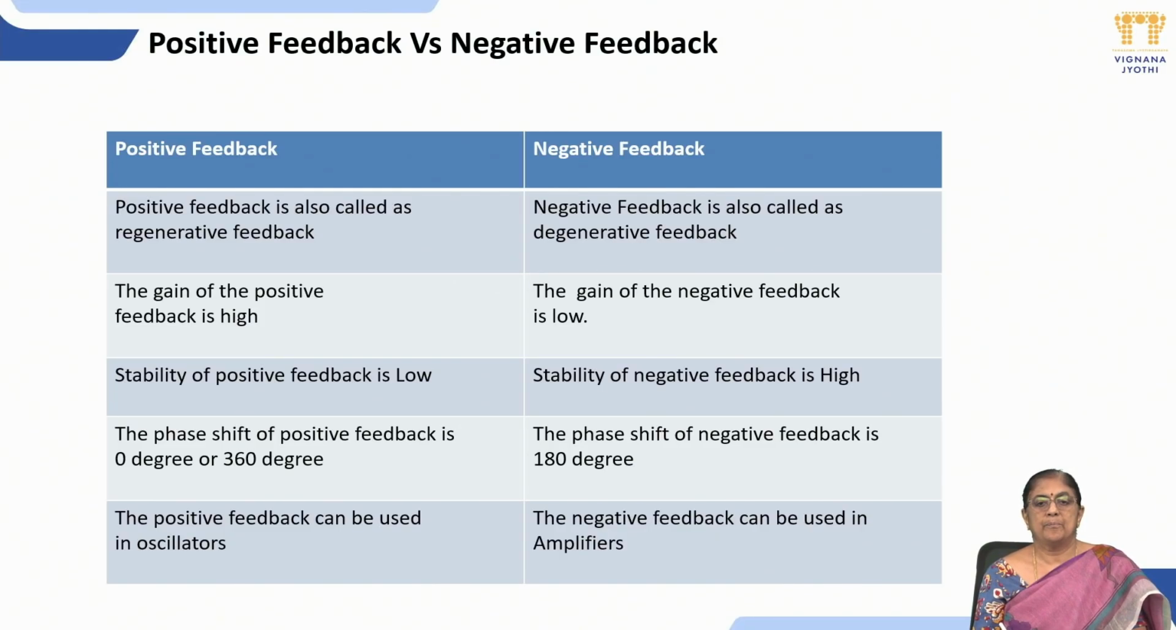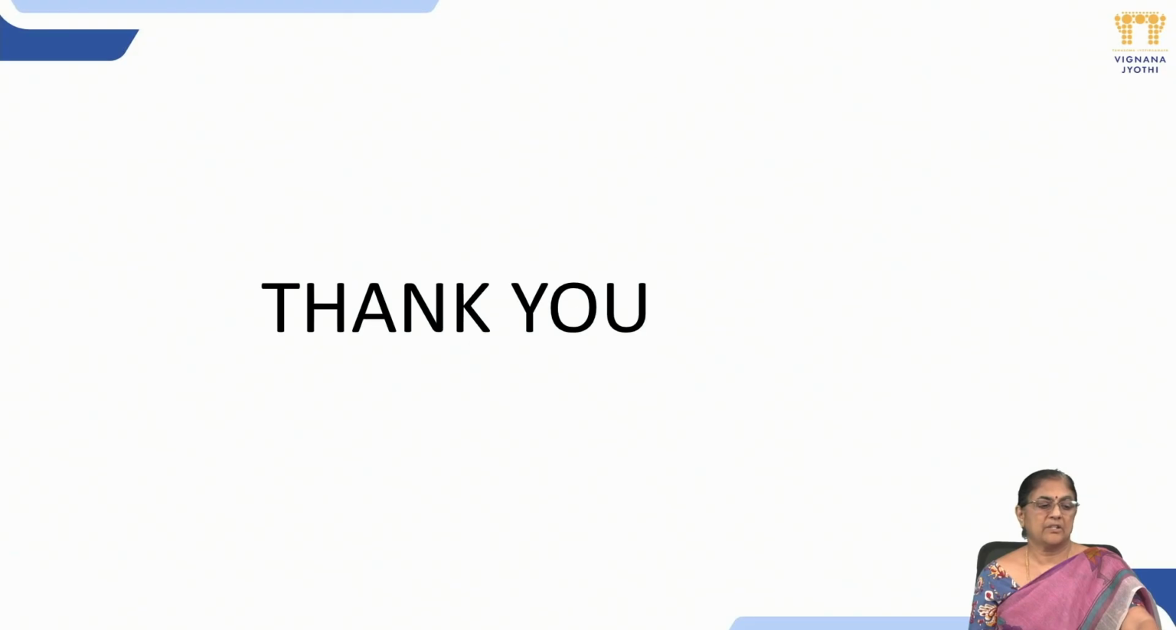The phase shift of positive feedback is 0 degrees or 360 degrees because the feedback signal is in phase with the signal source. The phase shift of negative feedback is 180 degrees because the feedback signal is out of phase with the signal source. Positive feedback can be used in oscillators. Negative feedback can be used in amplifiers. In the next video, we will cover the effect of feedback on amplifier characteristics.